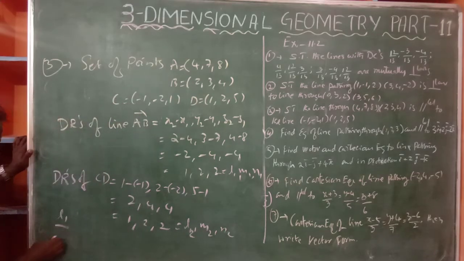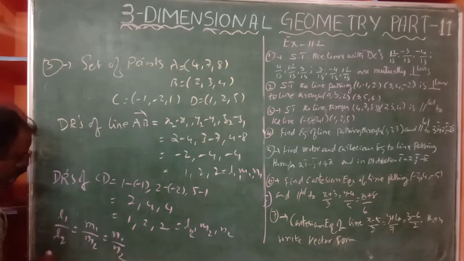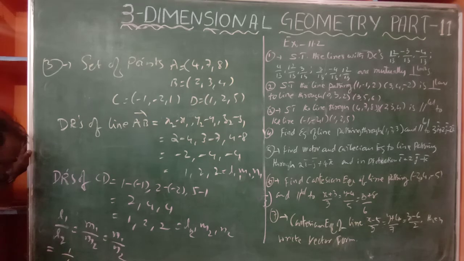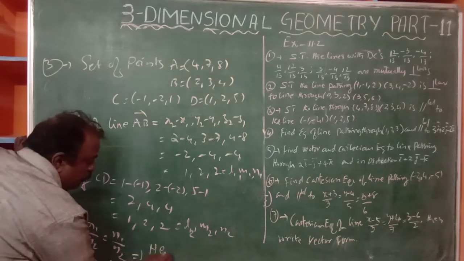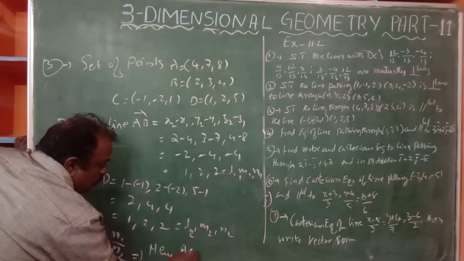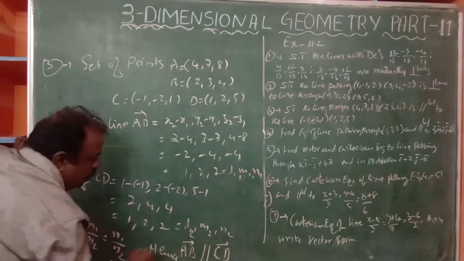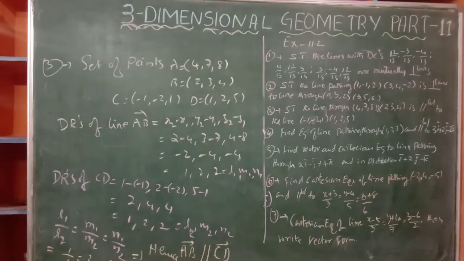The ratio must be the same. That is the formula. Okay, now observe. You see L1 by L2 is 1 by 1, M1 by M2 is 2 by 2, and N1 by N2 is also 2 by 2. The ratio is the same, 1, 1, 1. Hence, AB is parallel to CD. Okay, now? Like that, we may prove.